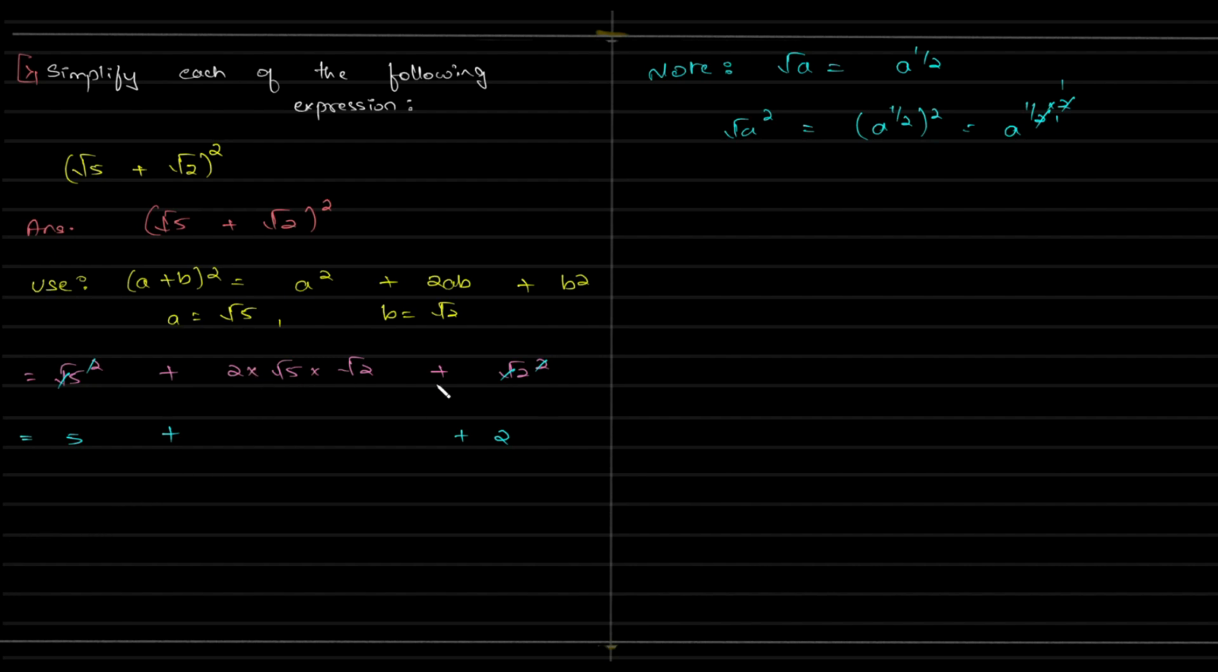Then 2 root 5 into root 2 is 2 into root of 10. Why is it so? Because as per the formula, a to the power of n into b to the power of n is ab whole to the power of n. Right? So 5 plus 2 is 7, plus 2 root of 10. This is the answer.